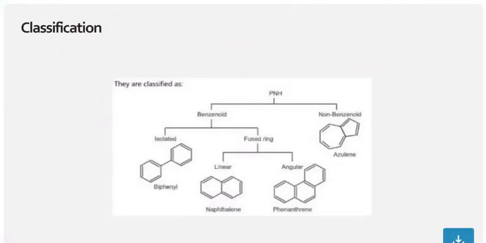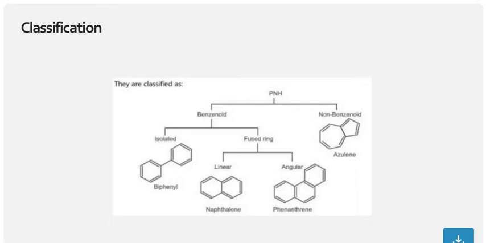Now look here, PNH. What is the meaning of PNH? PNH is the short form of polynuclear hydrocarbon. Now there are two classifications of PNH. One is benzenoid, another is non-benzenoid. In benzenoid, we have the isolated and fused ring.